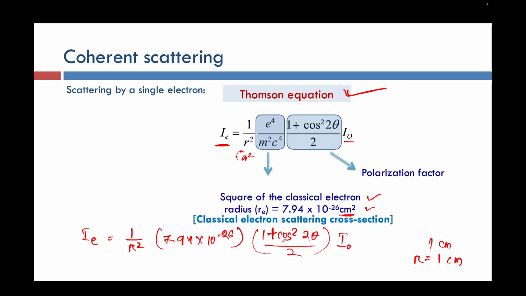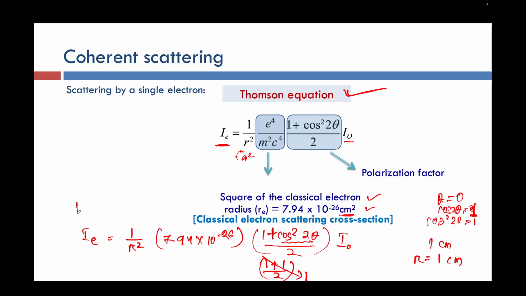1. And when this cos² 2θ value becomes 1, let's say my θ is 0. My θ is 0 means my cos 2θ will be 1, and cos² 2θ will be 1. Then this terminology, 1 plus cos² 2θ, divided by 2, will be 2 divided by 2. So effectively this will become 1, right?